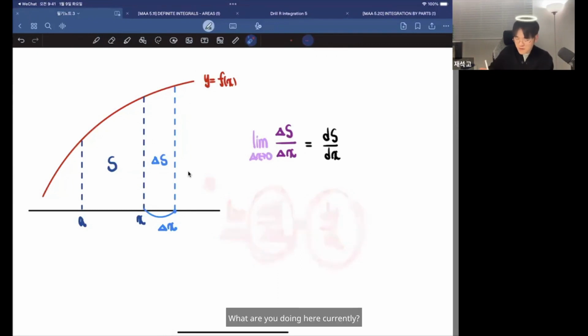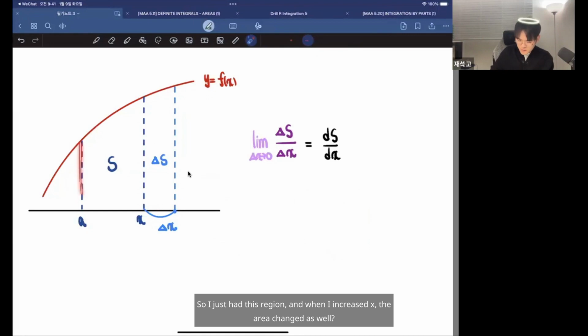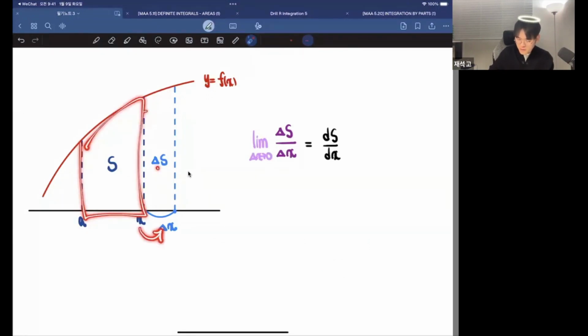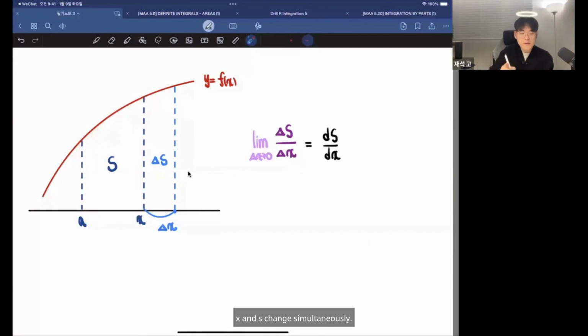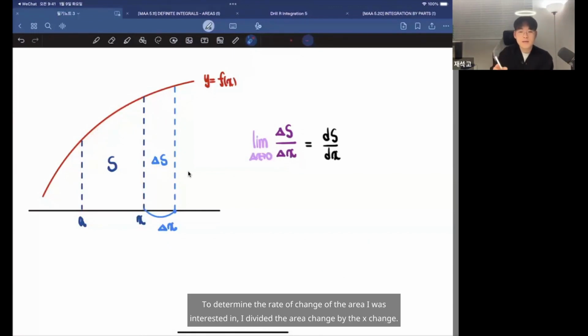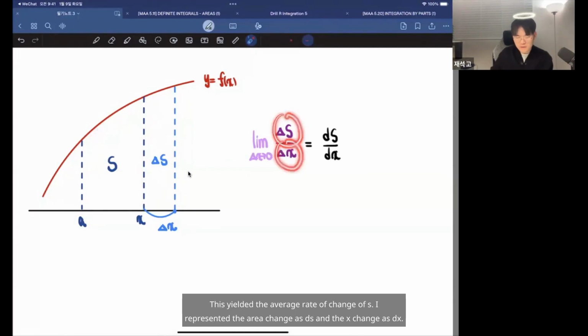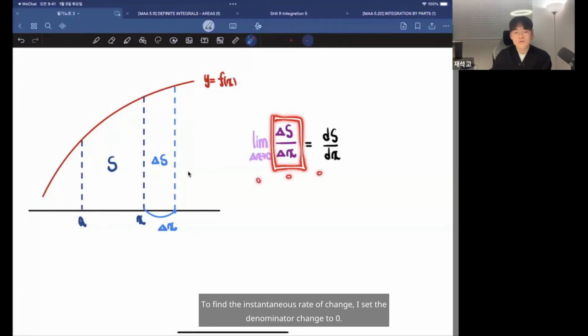What are you doing here currently? So I just had this region, and when I increased x, the area changed as well. X and S change simultaneously. To determine the rate of change of the area I was interested in, I divided the area change by the x change. This yielded the average rate of change of S. I represented the area change as dS and the x change as dx. To find the instantaneous rate of change, I set the denominator change to 0.